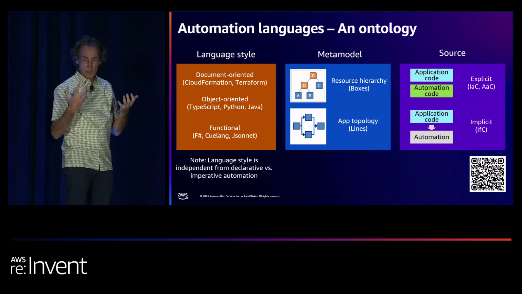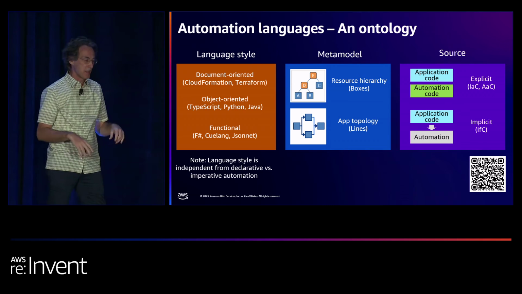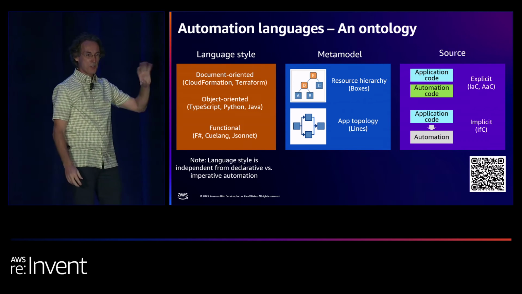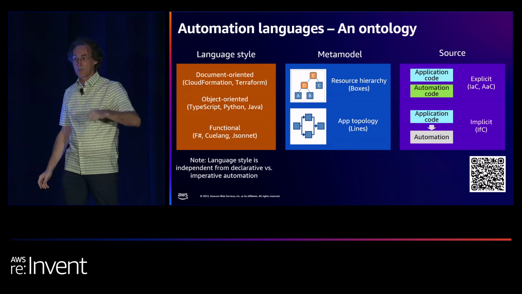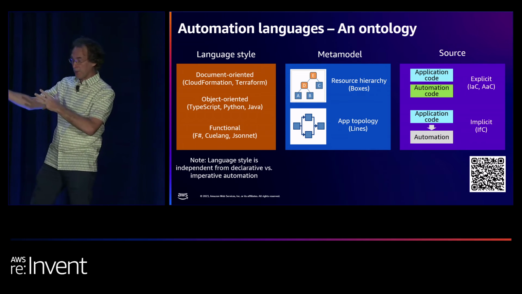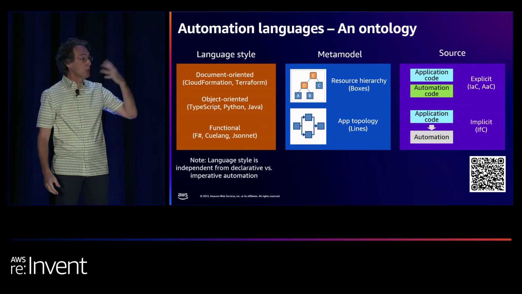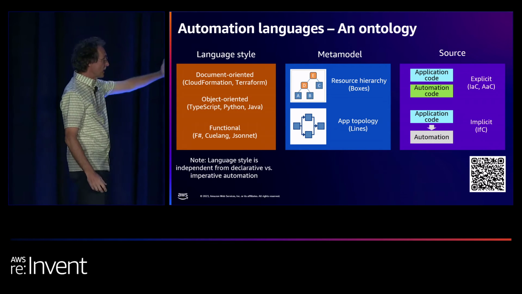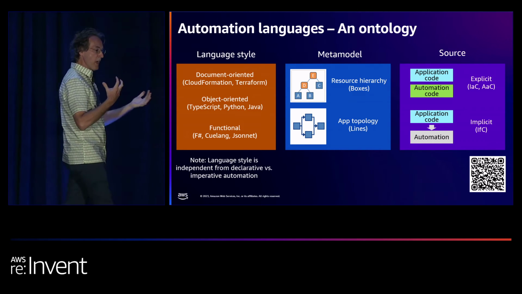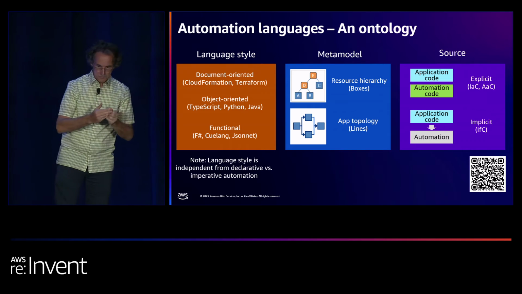Then we have object-oriented languages. That's where most of the CDK languages play. And there's also a lot of movement in the functional languages. You could use CDK with F# if you wanted to, but there are also things like CUE lang, which is quite interesting. Jsonnet can do some of these things. So we have different choices of language.